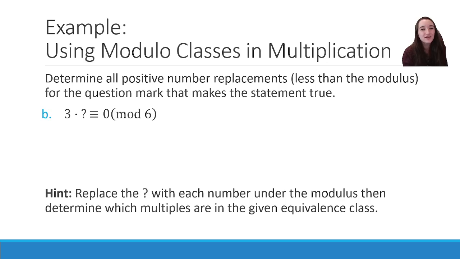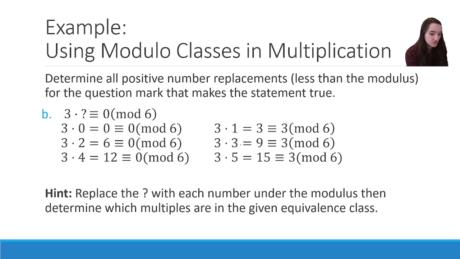Let's try another one. 3 times what is 0 mod 6? So I'm going to go through and do the same process again. So I plug in 0, 1, 2, 3, 4, 5. So 3 times 0 is 0. 3 times 2 is 6, which is 0 in mod 6. 3 times 4 is 12, which is also 0 in mod 6 because it divides evenly by 6. 3 times 1 is 3, so that just stays as 3. 3 times 3 is 9, which is 3 in mod 6 because 1 six and 3 left over. 3 times 5 is 15, which is 2 sixes and 3 left over, so it is also 3.